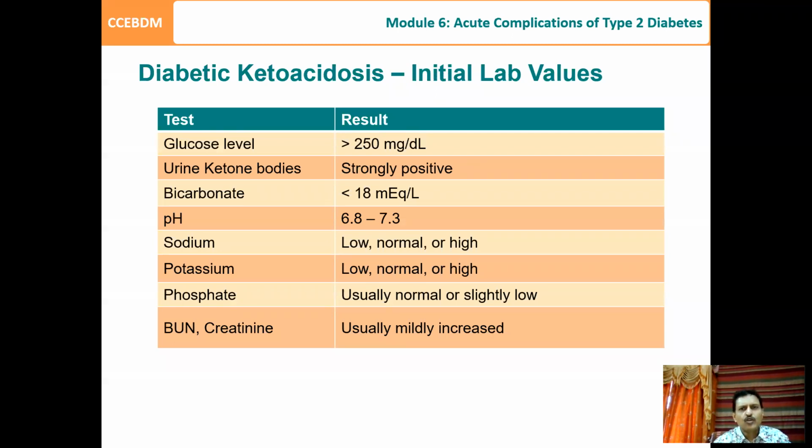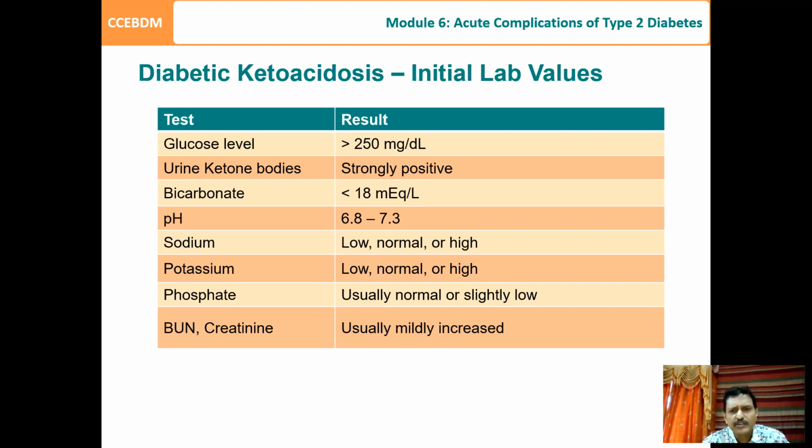So if we look into the lab values of the patient with diabetic ketoacidosis, as I've told you, the glucose value usually goes more than 300 milligram per dL or 250 milligram per dL. You will have the urine ketone strongly positive. Bicarbonate value is usually low. I expect it to be at least less than 15 milliequivalent per liter. We should have pH 7.3 or lower. If it is less than 7, it means we are dealing with a severe diabetic ketoacidosis.